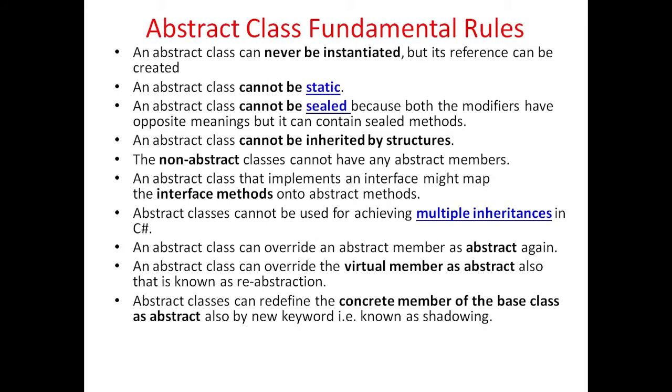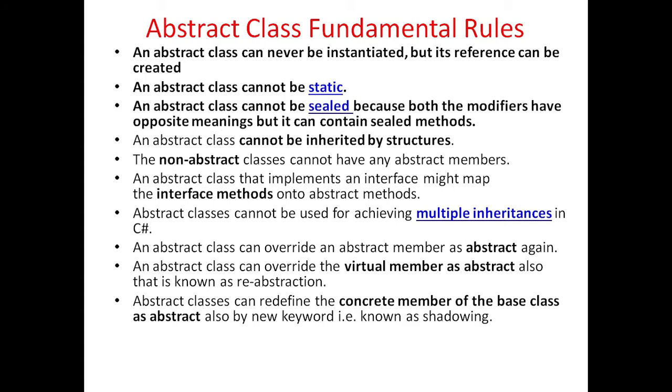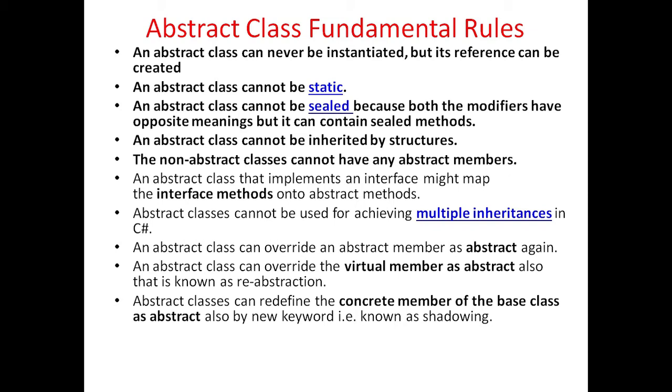While defining abstract class, some fundamental rules must be followed. An abstract class can never be instantiated, but its reference can be created. It cannot be static. An abstract class cannot be sealed because both the modifiers have opposite meaning, but it can contain sealed methods. It cannot be inherited by structures. Non-abstract classes cannot have any abstract members.